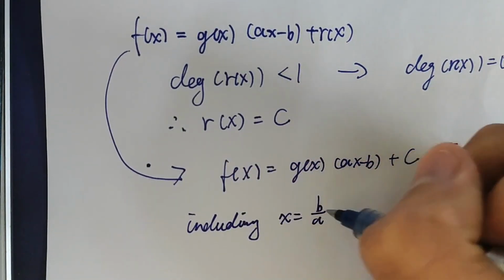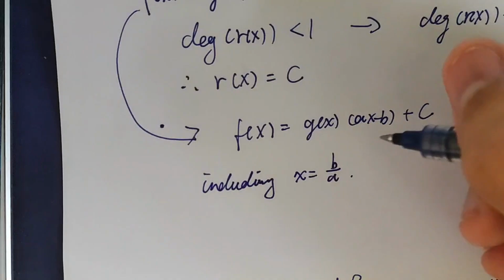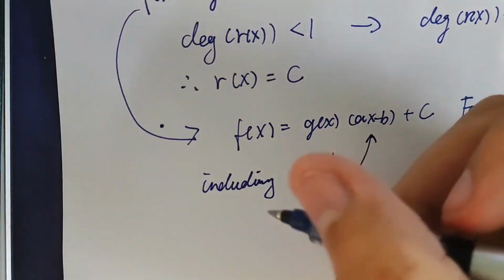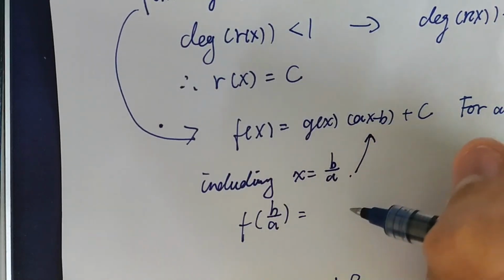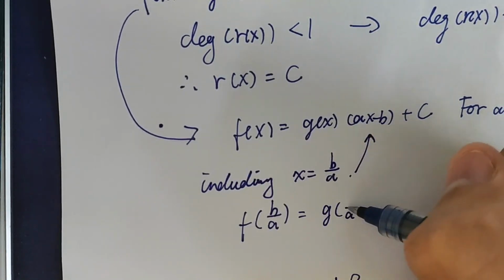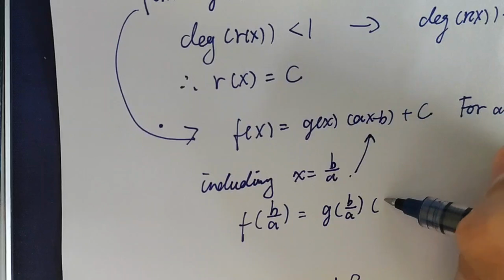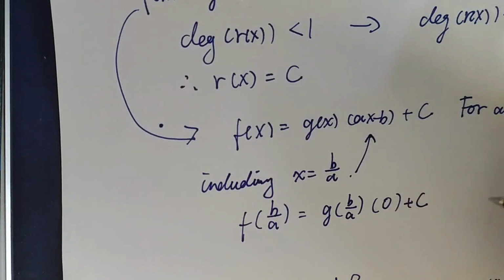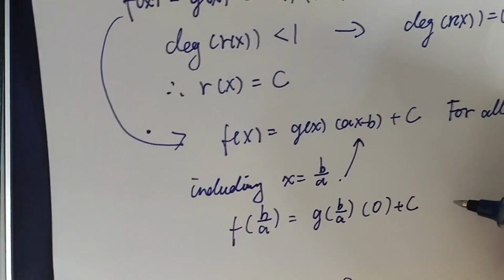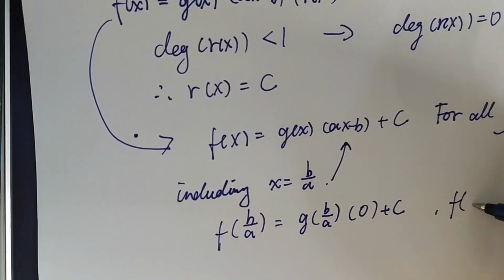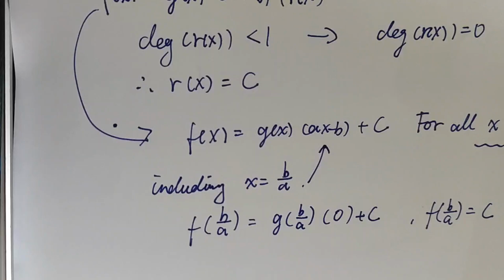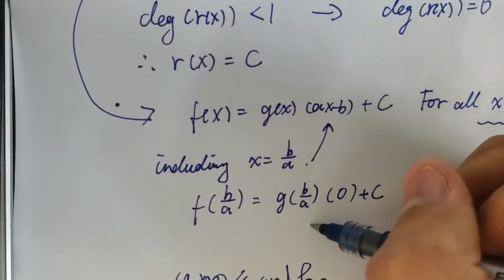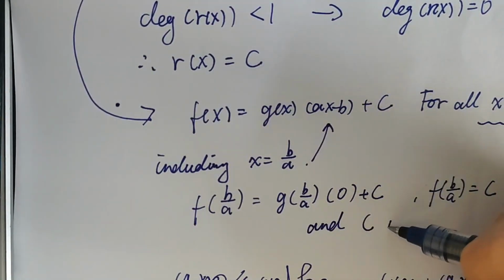So we can give x a special value, that is x equal to b over a. Because if x is b over a, then f(x) is 0 times something plus c. Then f(b/a) is c, and we know c, so we know c for all x.